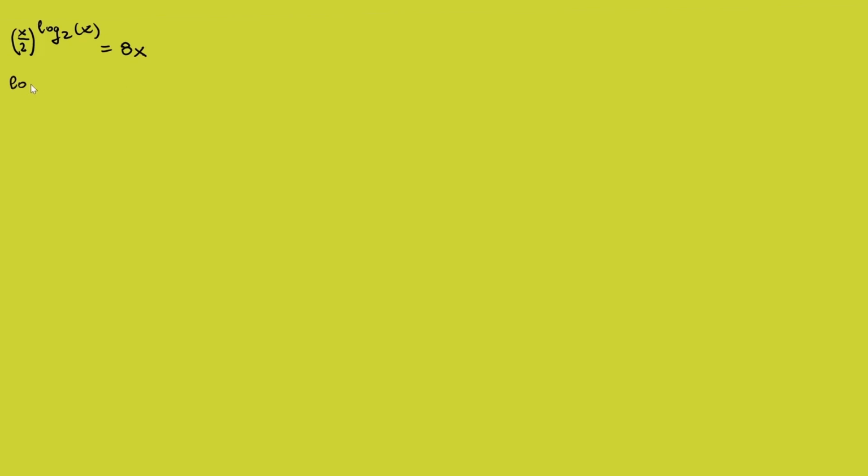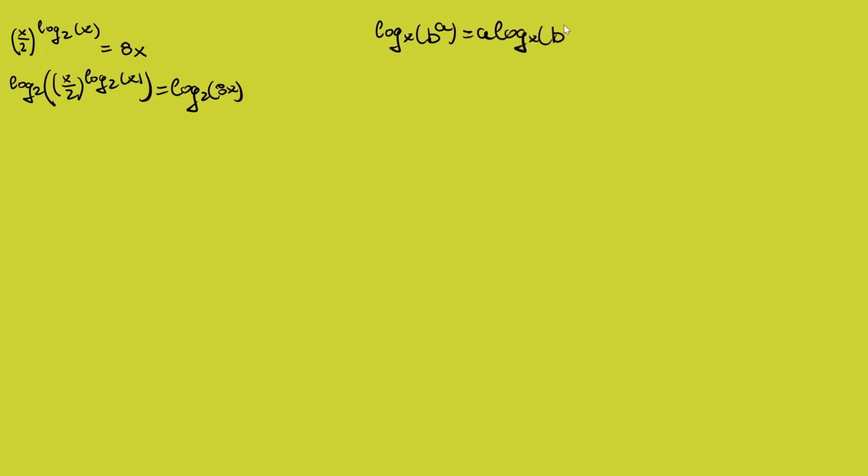So you write log base 2 of x over 2 to the power of log base 2 of x equals log base 2 of 8x. Now, we have to use some basic logarithmic properties. We see that we have log base 2 of something to the power of something. And if you remember, log base x of b to the power of a is a times log base x of b. In other words, we can take the exponent and put it in front of the logarithm.